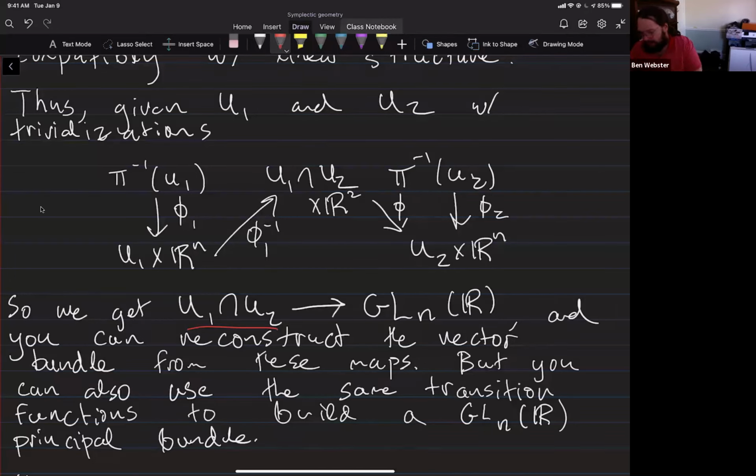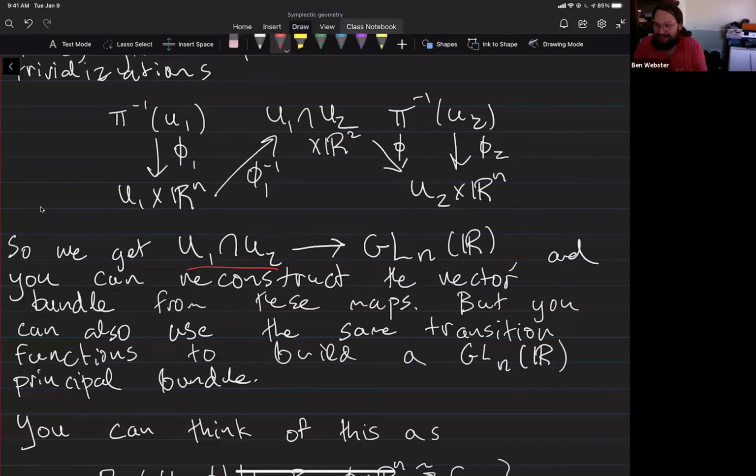If you think about this a little bit, you can reconstruct the vector bundle from these functions. If you take an open cover of your manifold where you can find trivializations of the vector bundle, then you can rebuild the vector bundle by starting with the trivial vector bundle on each patch and using these functions to glue them together. All of the information of the vector bundle is bound up in these transition functions. And you can use the same transition functions to build a GL_n(R) principal bundle instead.